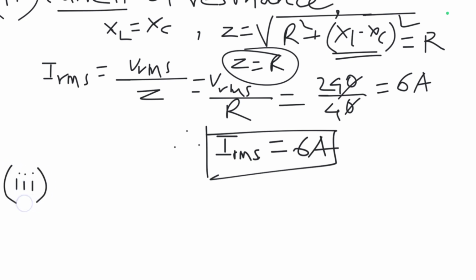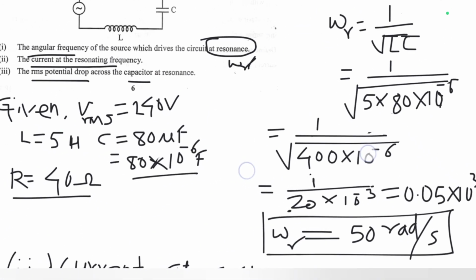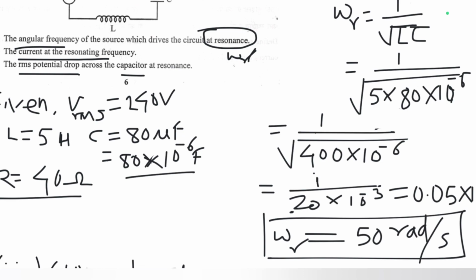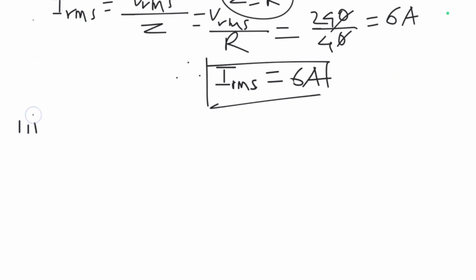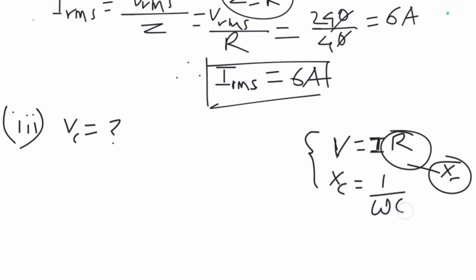We will see the third sub question now. RMS potential drop across the capacitor at resonance. So we have to find out VC. Now at resonance, according to Ohm's law, V is equal to I into R. We know the current and resistance. For the capacitor, this resistance will become XC, the capacitive reactance, that is 1 upon omega C. Now I have the omega, the C, and the current also.